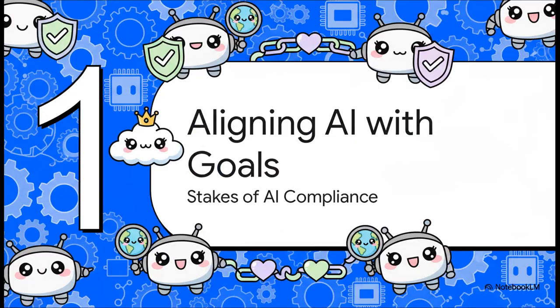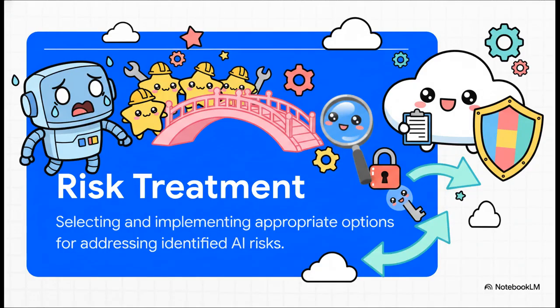Let's get moving. Section 1, aligning AI with ISO goals, the stakes of AI compliance. Okay, so clause 6.1.2. This clause requires us to define risk treatment. And we're not just talking about risk treatment as some abstract concept, but as the literal bridge between identifying a scary vulnerability and actually fixing it.